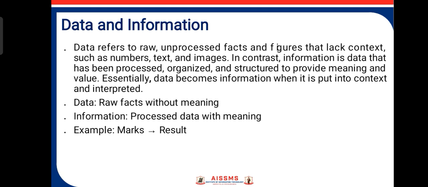Now, we talk about information. Information is processed data. When data is organized and given meaning, it becomes information. Now, you can see marks are an example of data and result is an example of information.